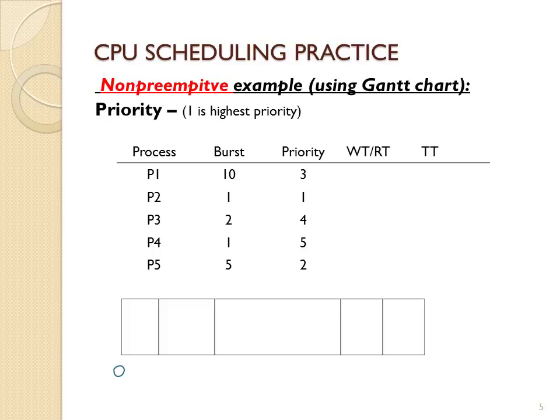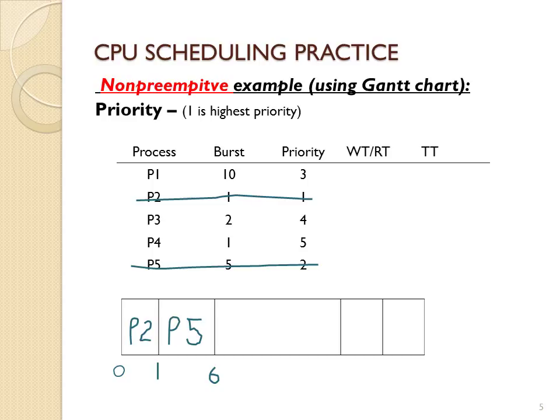We start at time 0, and we're going to pick the one that has the highest priority, which is P2. It will go for 1 time unit. And this is a non-preemptive version, so it'll finish its CPU burst and it will be done. Now the current time is 1. We will pick the one that has the next highest priority, which is P5. It will go until time 6, and it will complete its CPU burst, and it will be done at time 6.